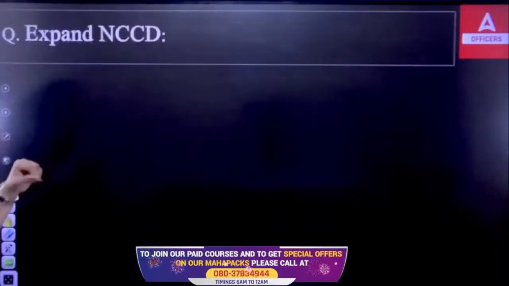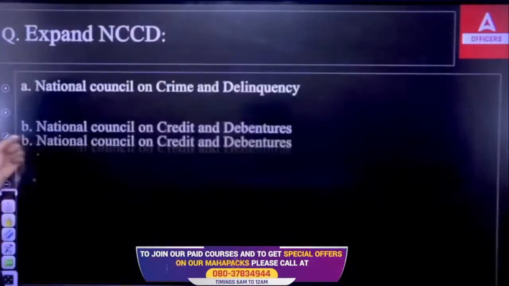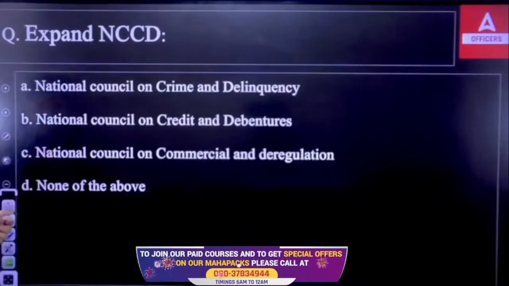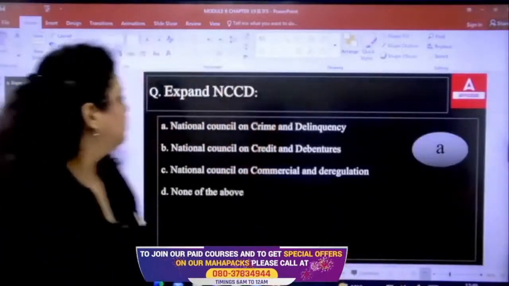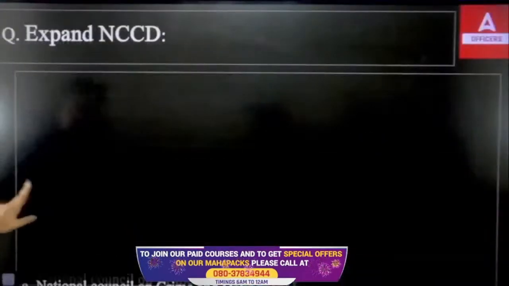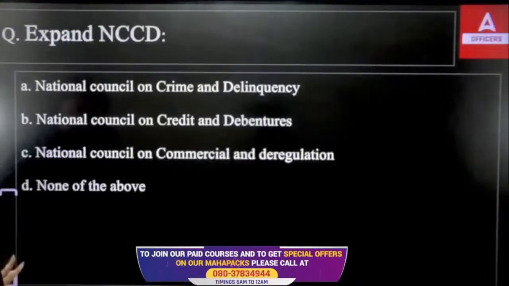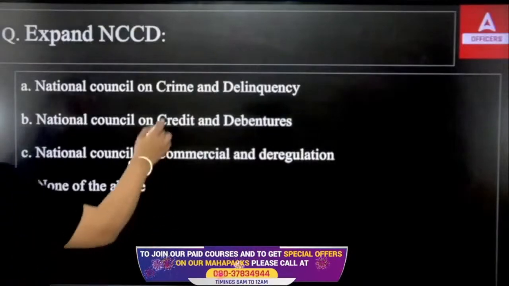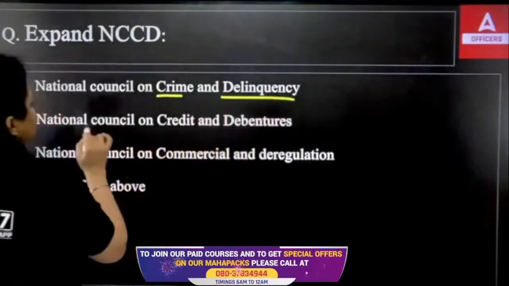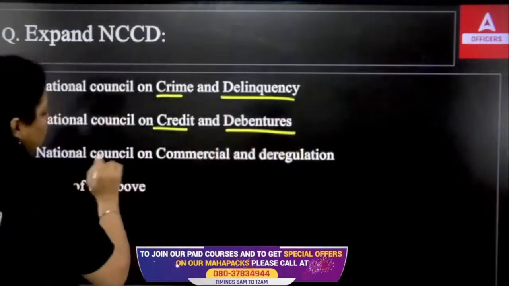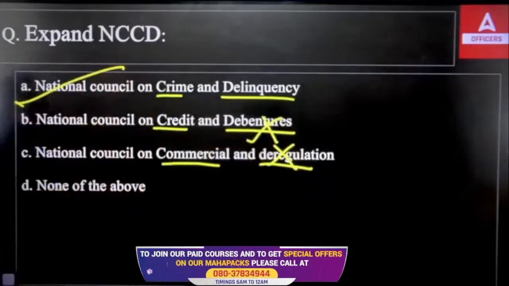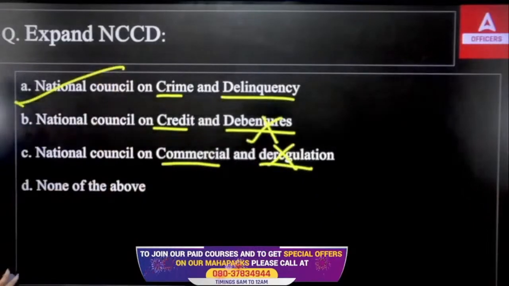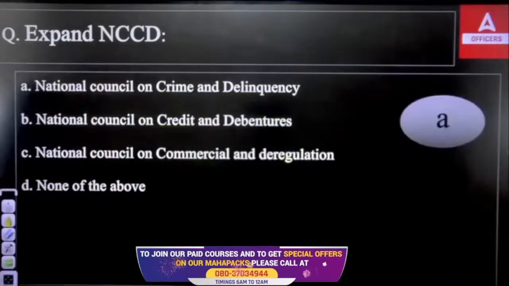Now, expand NCCD. Which of the following is the full form of NCCD? One second. Okay, this is the NCCD. First is National Council on Crime and Delinquency, then National Council on Credit and Debentures, National Council on Commercial and Deregulation. No. The right answer is National Council on Crime and Delinquency. So the right answer will be option A.